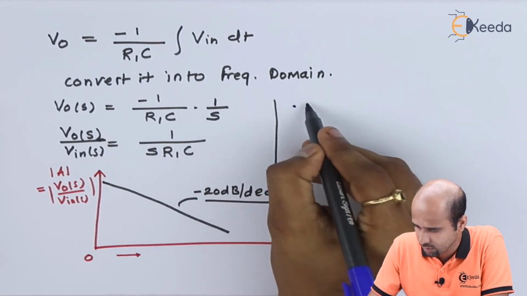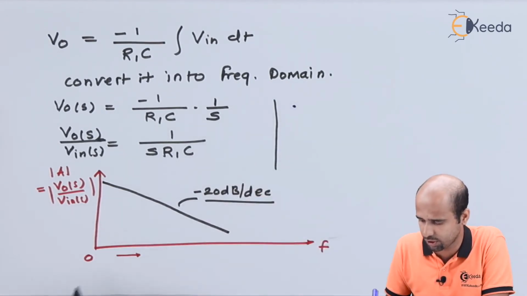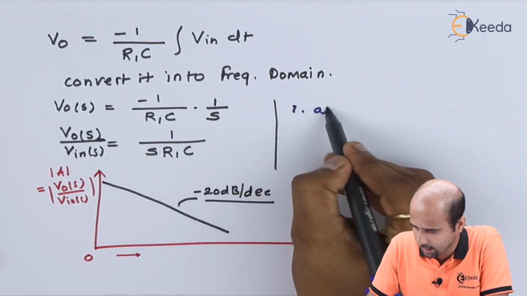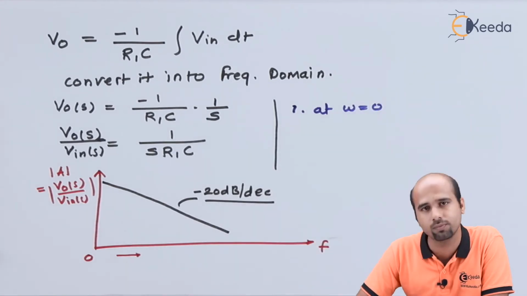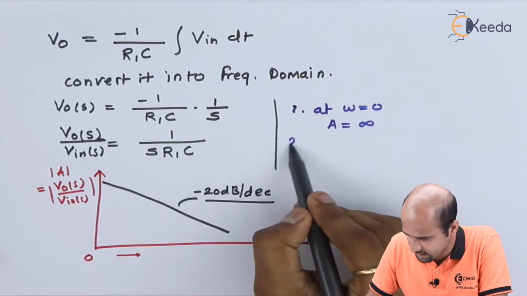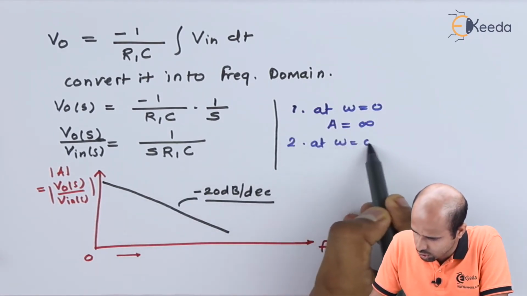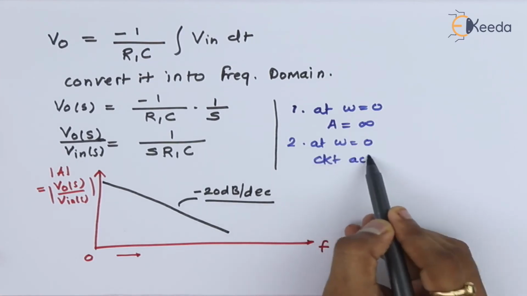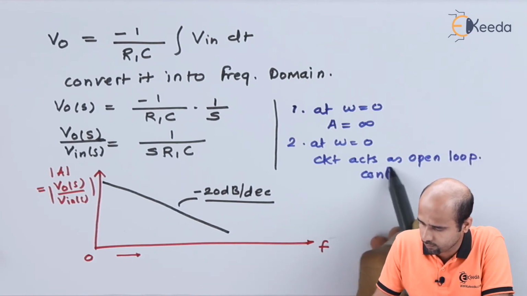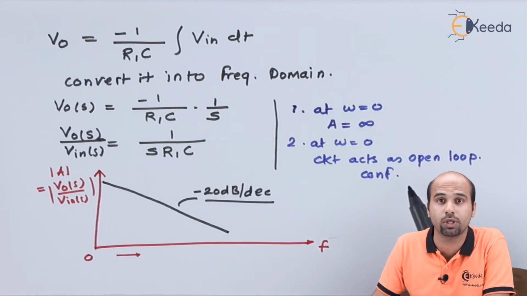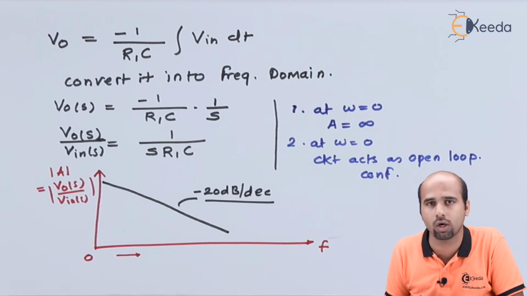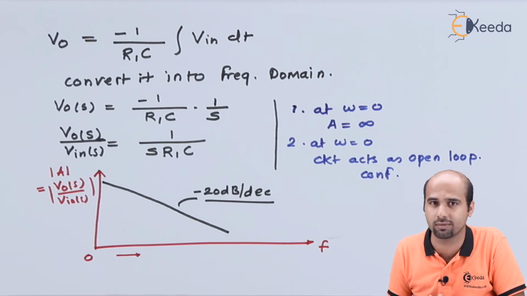So far we have heard two very important things, the limitations of this simple integrator. One is, at omega equal to 0, gain is equal to infinity. And second, at omega equal to 0, the circuit acts as an open loop configuration, which is not possible for an integrator. And that is why we are going for another circuit. Let us see what that circuit gives you the idea.